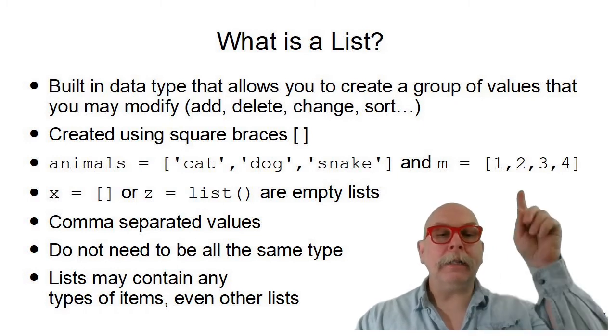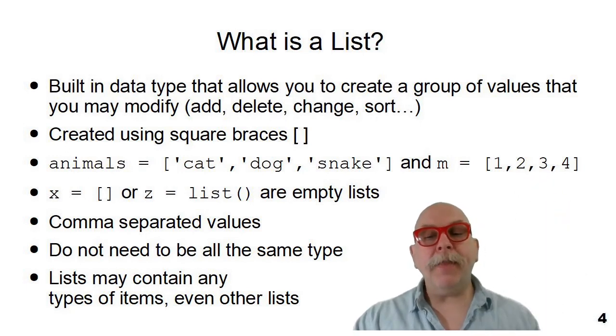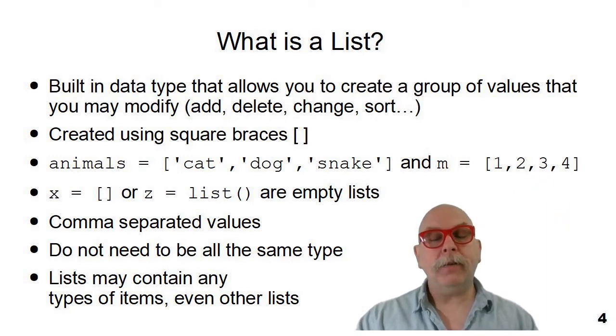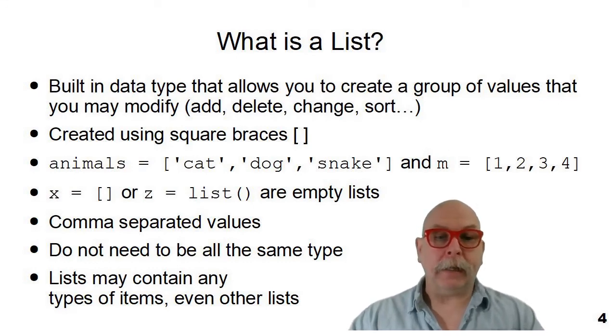When you're creating a list, be sure to separate each of the values with a comma, and they don't need to all be the same type. You can create a list with a mix of strings and numbers. You can even create a list containing other lists, a list of sublists. A list is a really powerful thing, and you'll be using them a lot as you program in Python.